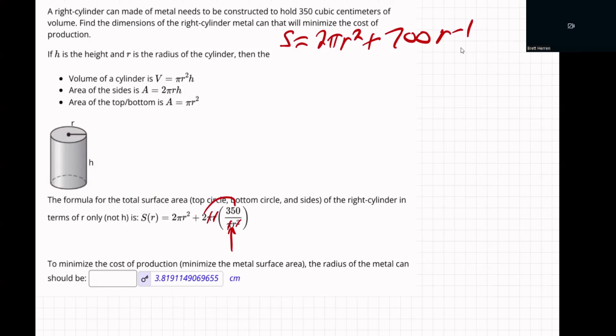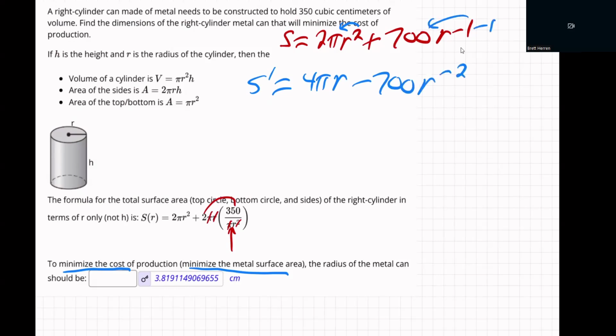Okay, now how do we minimize the cost or the metal surface area? You take the derivative. So bring that 2 down, so that'll be 4 pi R to the first power minus 700, bring that down, subtract 1, R to the minus 2. And then you set it equal to 0, right? You know how to maximize or minimize that. We take the derivative, set it equal to 0, because when the derivative is flat, when it's 0, that's our peaks and valleys, highs and lows.